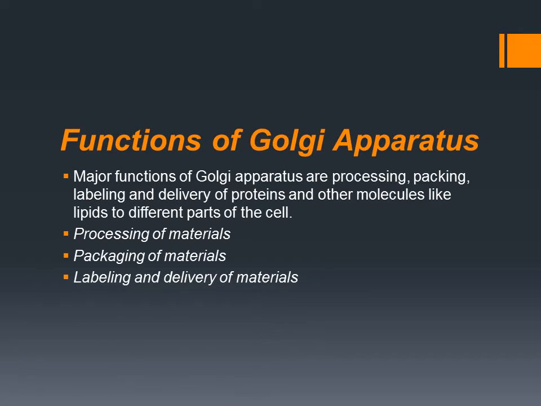Labeling and delivery of the material. Finally, the Golgi apparatus sorts out the processed and packed material and labels them, such as with a phosphate group, depending upon the chemical content for delivery to their proper destination. Hence, the Golgi apparatus is called the shipping department of the cell.